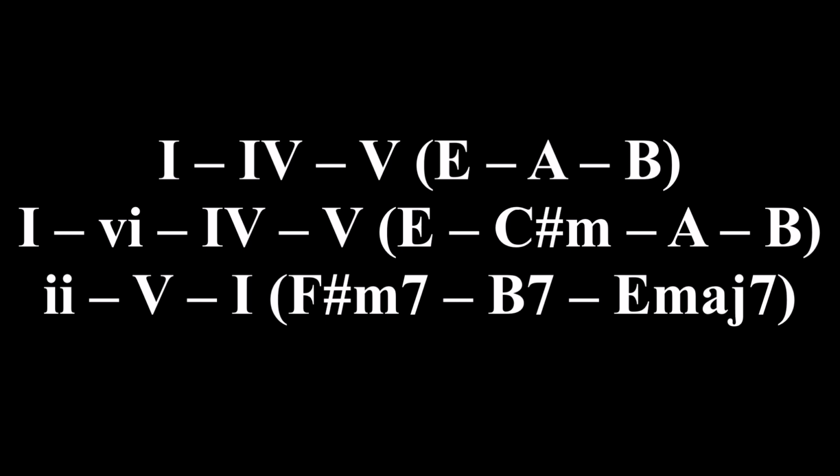The 2-5-1 chord progression, which is very popular in jazz music. The chords are F sharp minor 7th, B dominant 7th, E major 7th. You may experiment and come up with your own chord progressions.